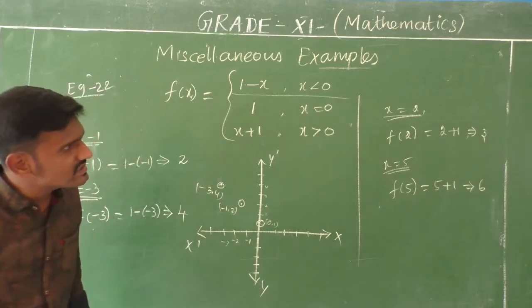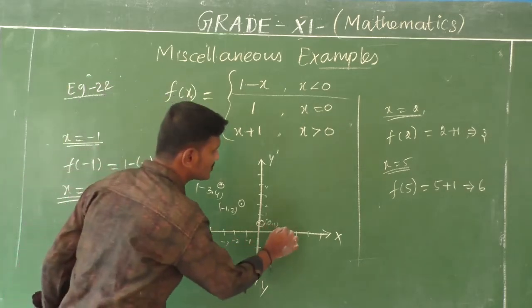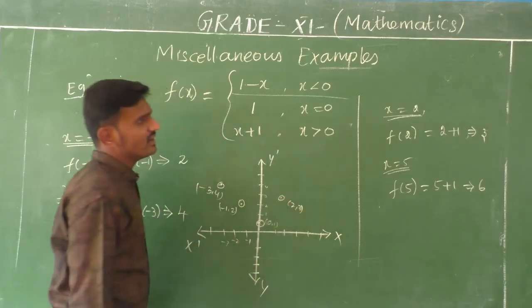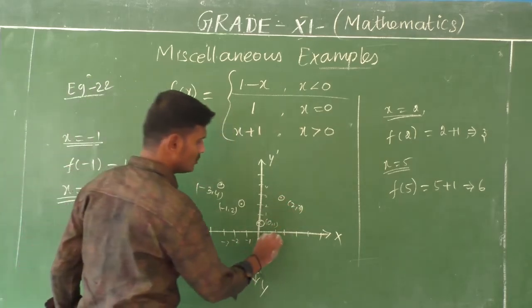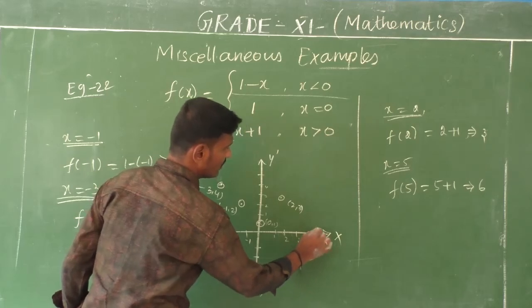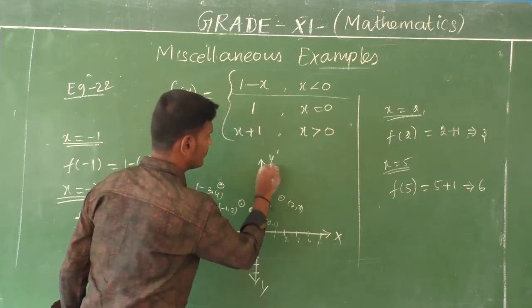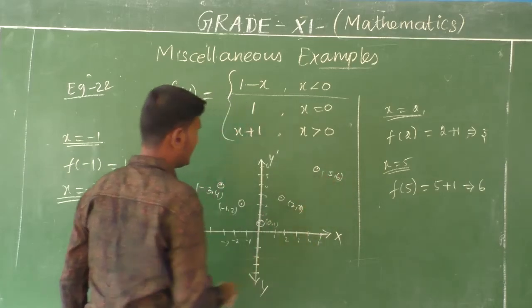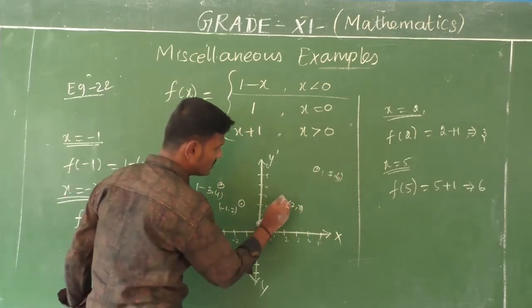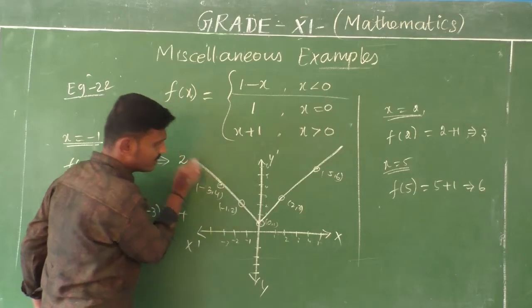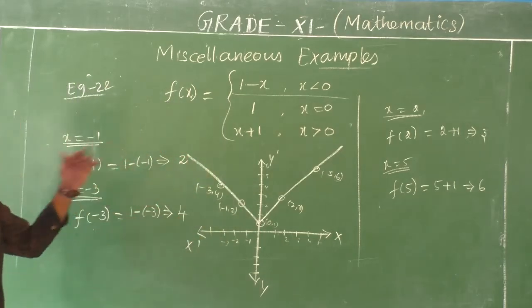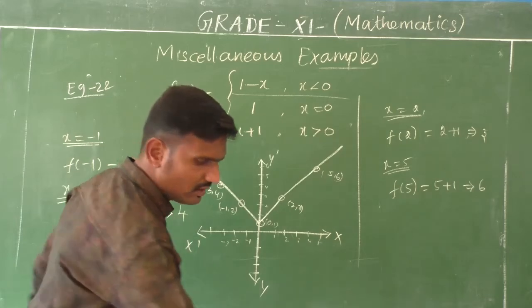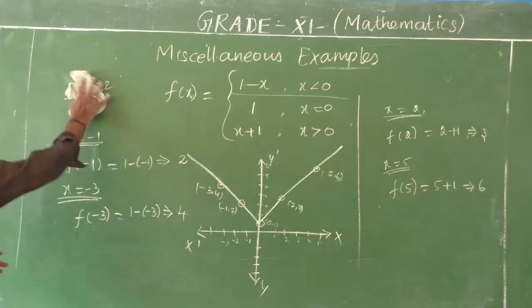So the first point is 2, 3, in the first quadrant. And the second point is 5 comma 6. So 1, 2, 3, 4, 5, 5 comma 6. If you join these points, you get the graph like this. So this is the graph. Have you got it, children? So that's all. The example is finished.